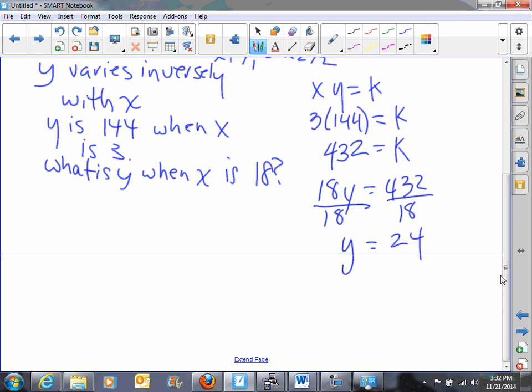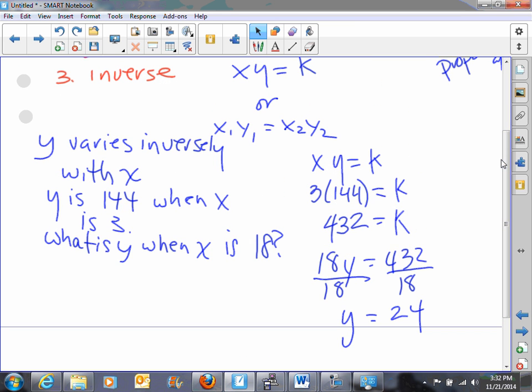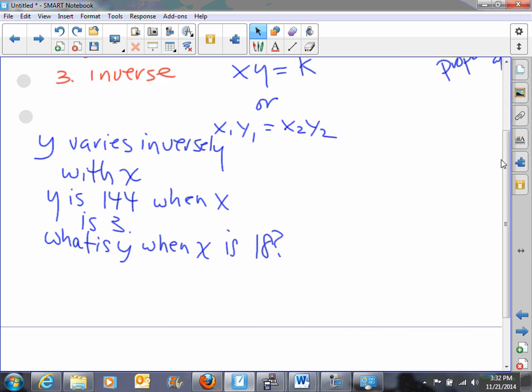Now, we could go back and solve this equation using the second method for inverse variation, x1 y1 equals x2 y2. Yeah, let's do that. Okay, so we're going to get rid of this work here, and we're going to do it again this time. We're going to say x1 y1, that's 3 times 144, is equal to x2, 18, y2, which is y.